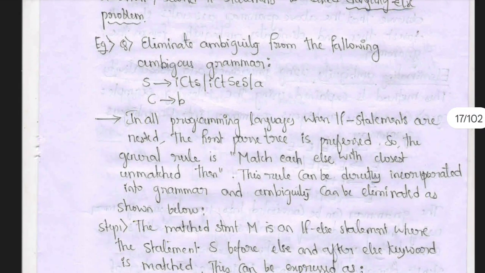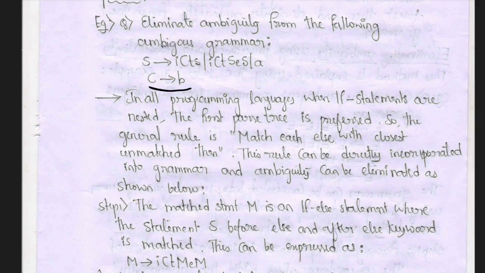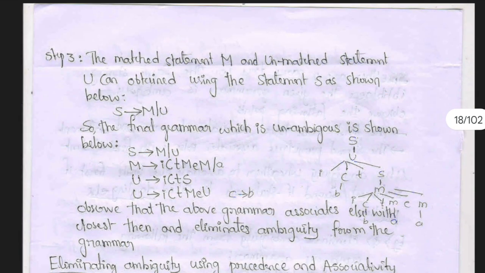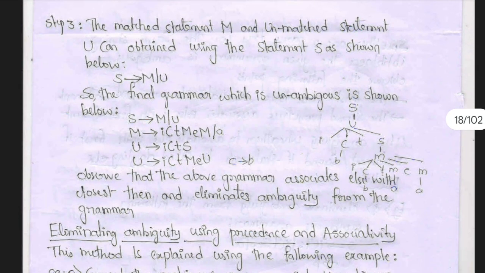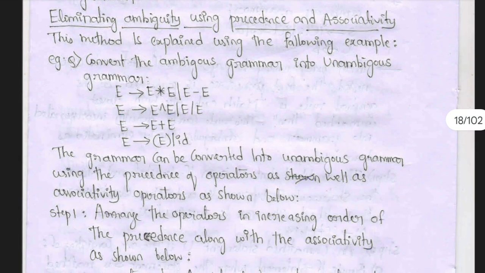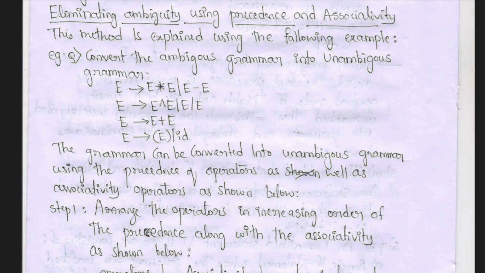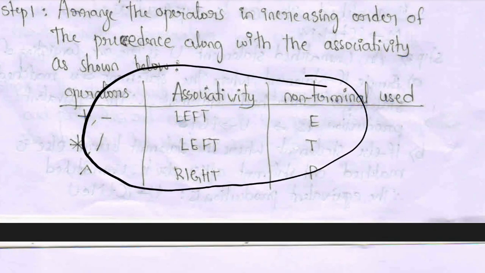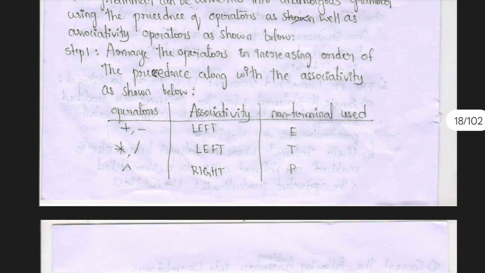Whatever is in the first phrase, that will be taken, or we can define C as B separately also. Okay, so here some rules are given, and this I explained in detail in the theory video, so you can go through that. And the second option is eliminating ambiguity using precedence and associativity. So here you will have a table with the associativity and the precedence, which should be considered first, which second, which third. Okay, by using that also you can resolve the ambiguity.